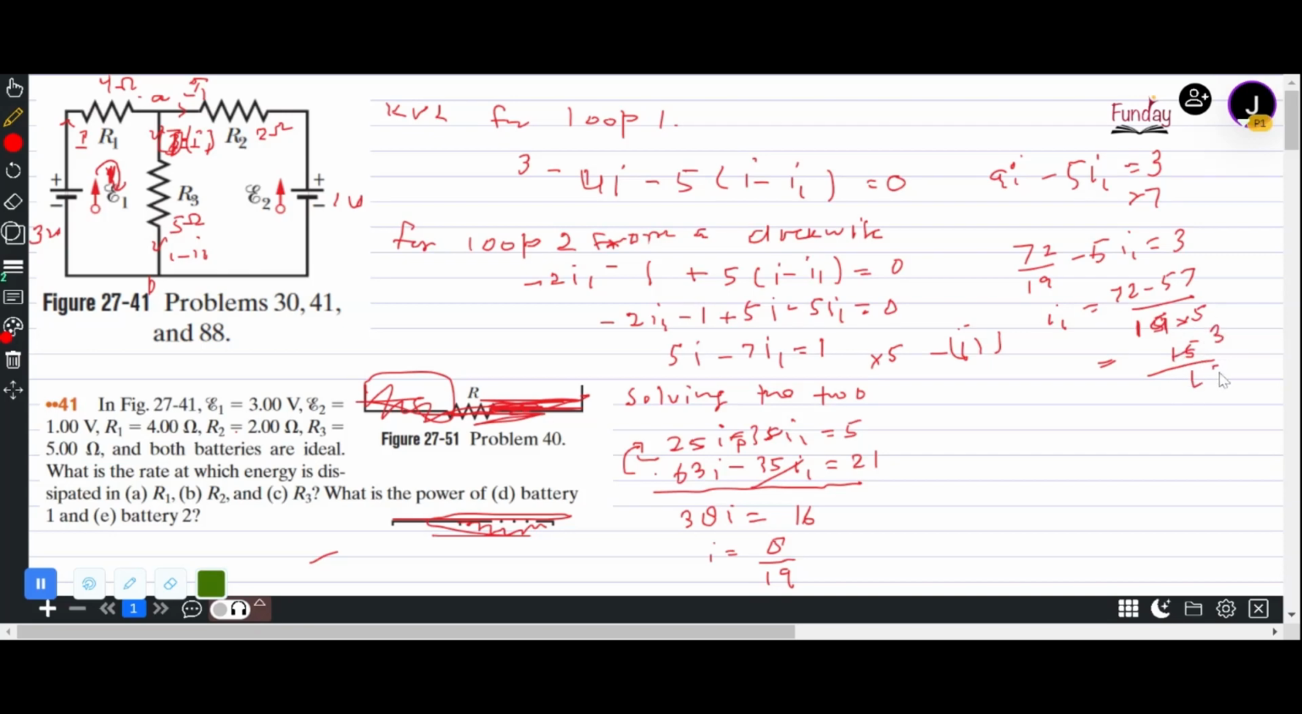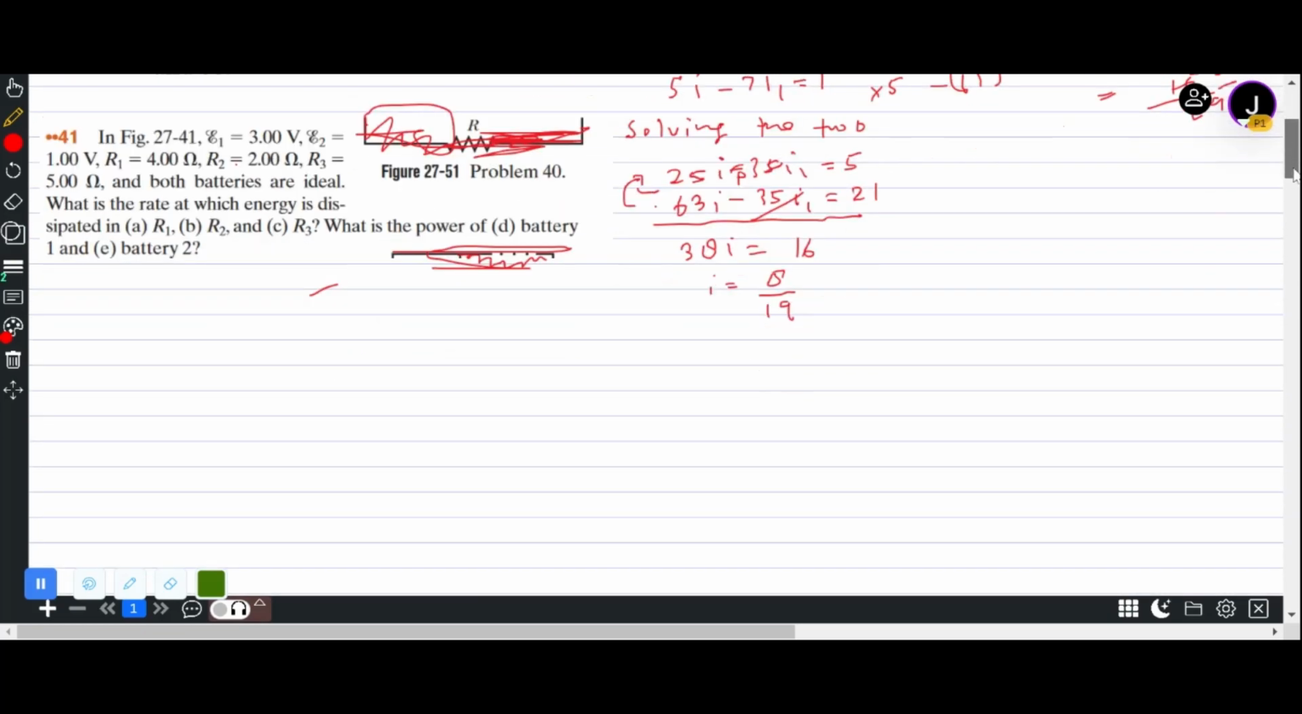I try to minimize calculations, and I keep bringing numbers up to the last point, because what happens is most of the numbers get adjusted. I mean the numerator with denominator or something. So we got 3 by 19 for I1. That means I minus I1 is going to be 8 minus 3, that is 5 by 19. So that means in resistor R3 there is a current in the direction we assumed. So we were right in terms of assuming directions for all the currents.